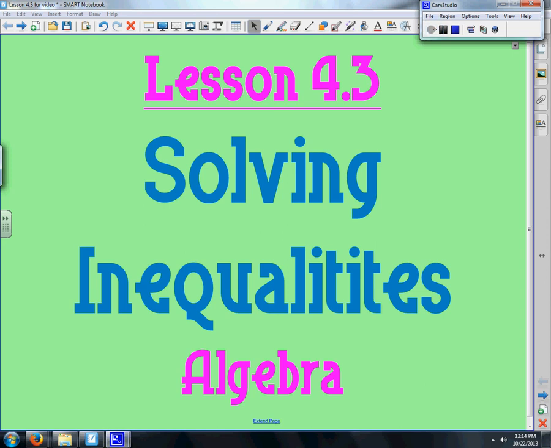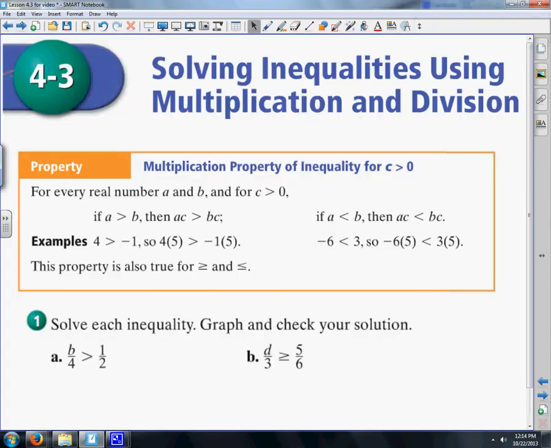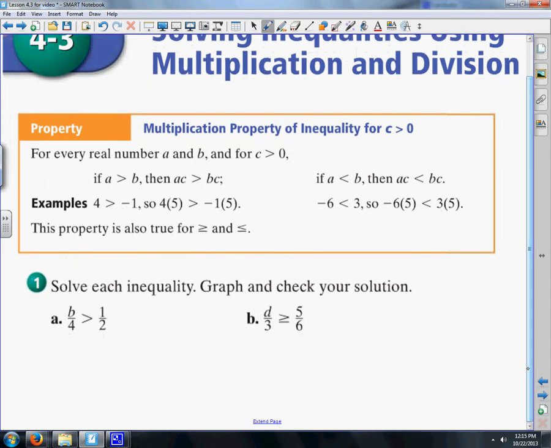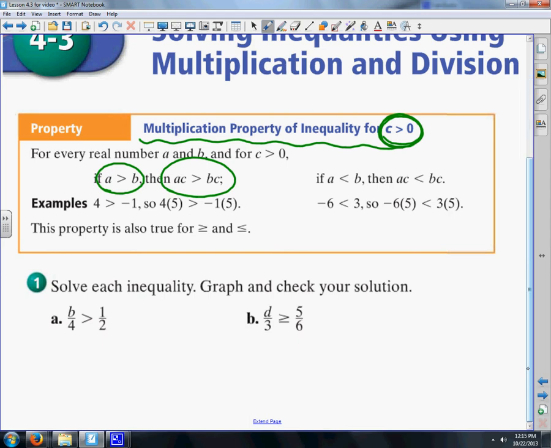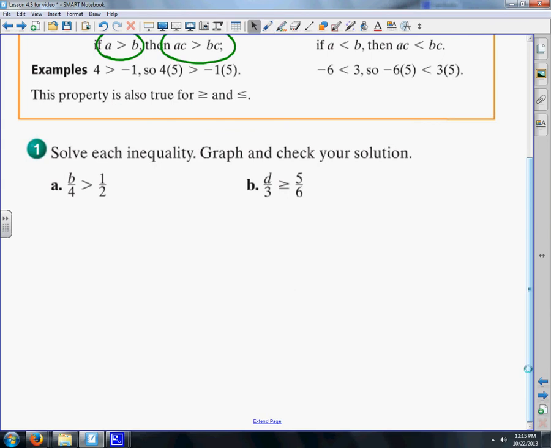Lesson 4.3 is solving inequalities. This is with multiplication and division. So there's two different properties here. Now we have the multiplication property for when C is greater than 0. So what it says, if A is greater than B, then A times C is going to be greater than B times C. So that totally makes sense if you look at your example problems.